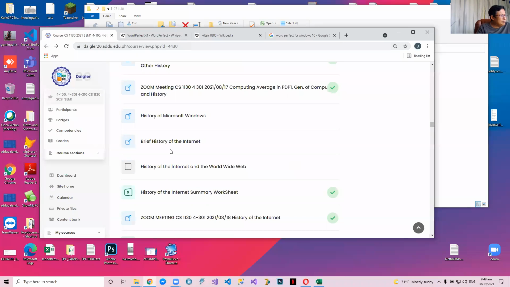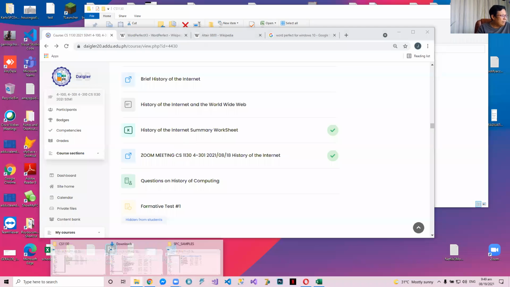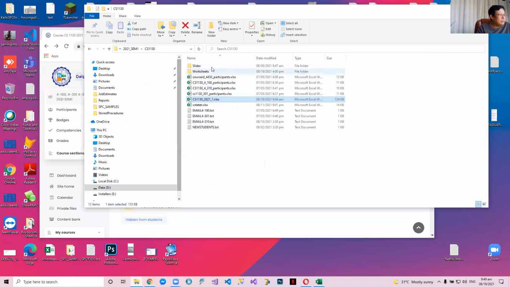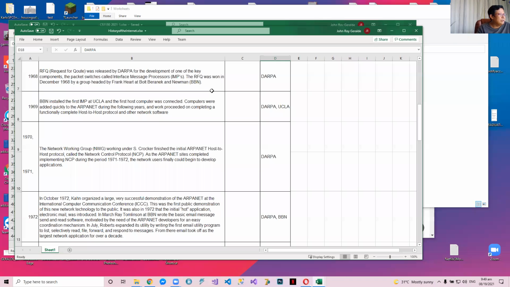Now I have material here for the brief history of the internet, and I have summarized it in a worksheet because this doesn't appear correctly on the web. So you can download this worksheet yourself. I have an offline copy of the history of the internet. I'll just show it to you here.